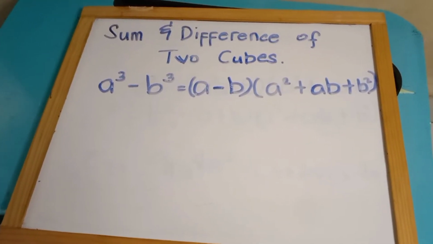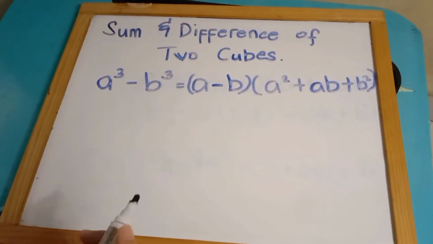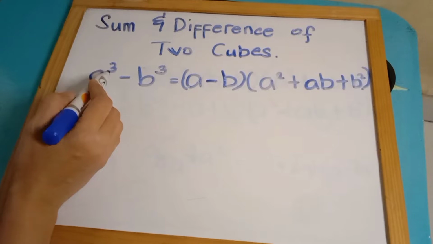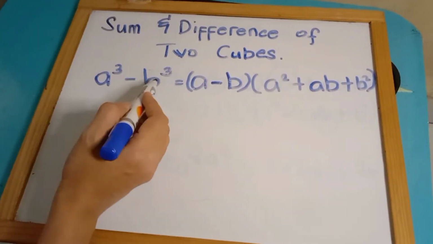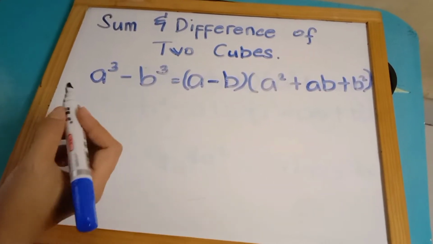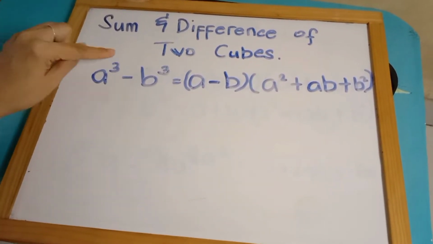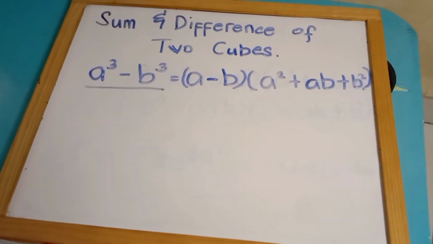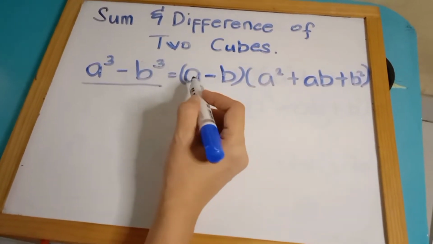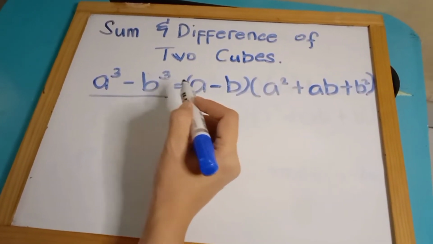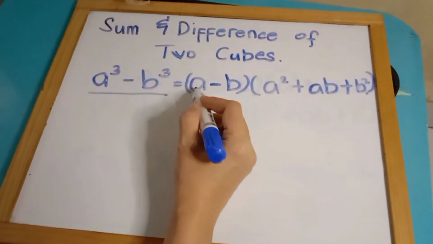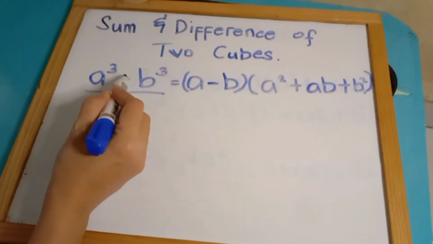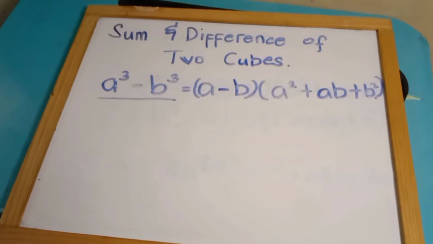So, how do we know if it is a sum or difference of two cubes? If the given binomial has perfect cubes. So, the first term is a perfect cube and the second term is a perfect cube. So, we have here the given formula, a cube minus b cube. So, how do we factor it? Okay? To factor, first, we are going to get the difference of the first and last term. So, a minus b. Why minus? Because the sign in our given is a minus sign or negative sign.